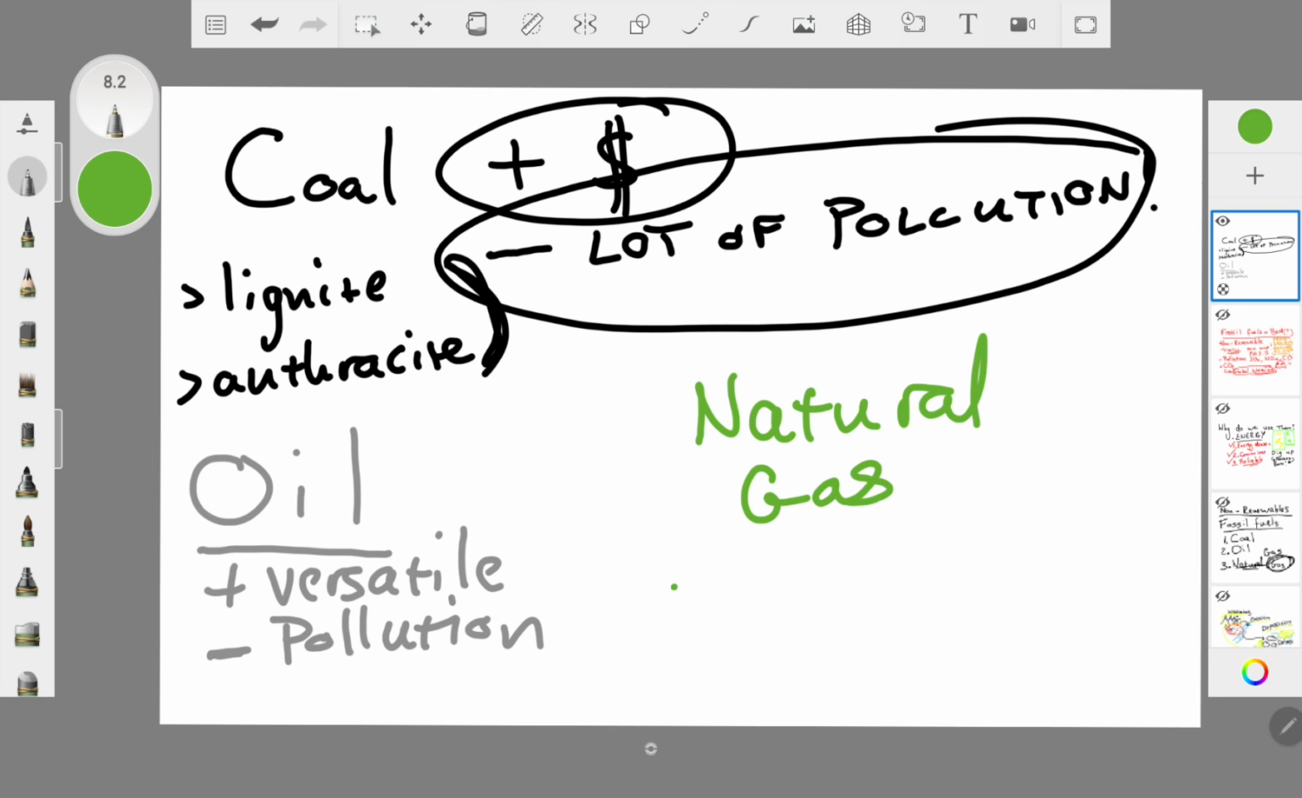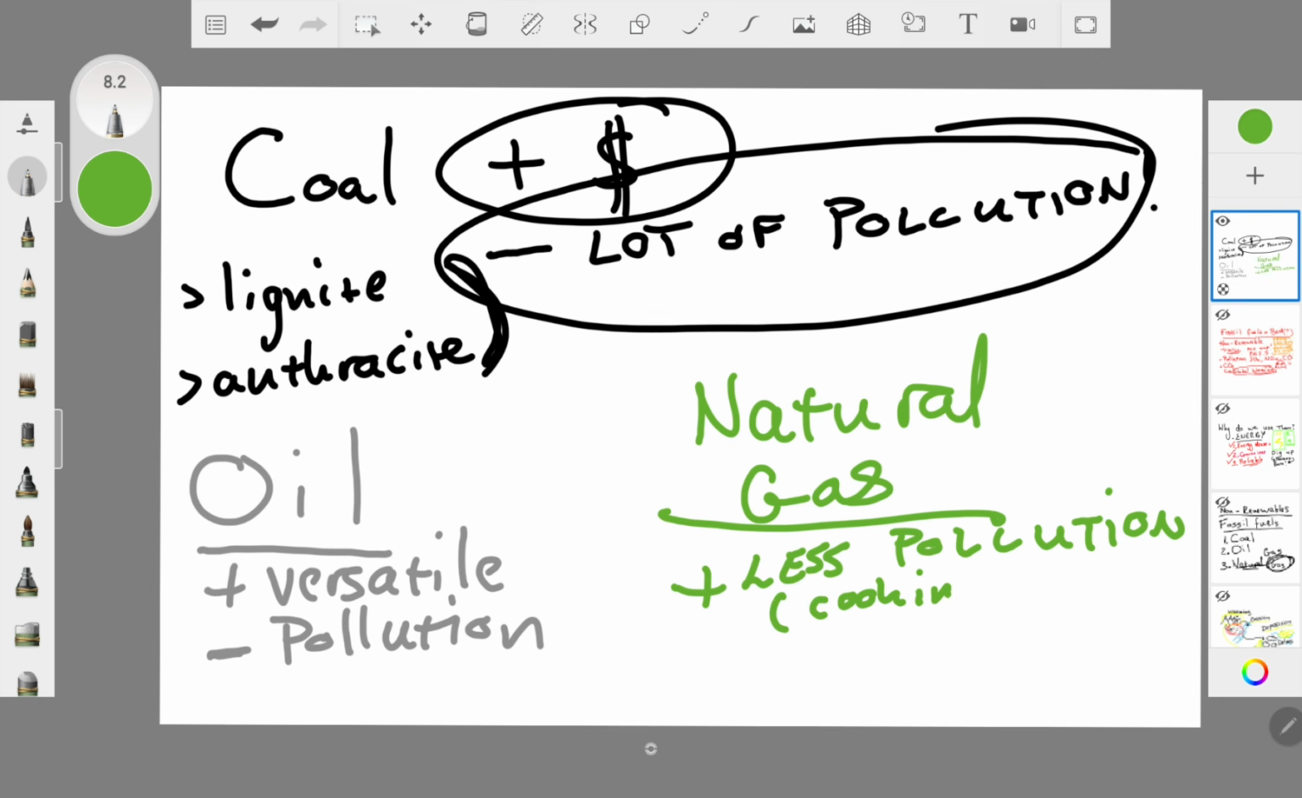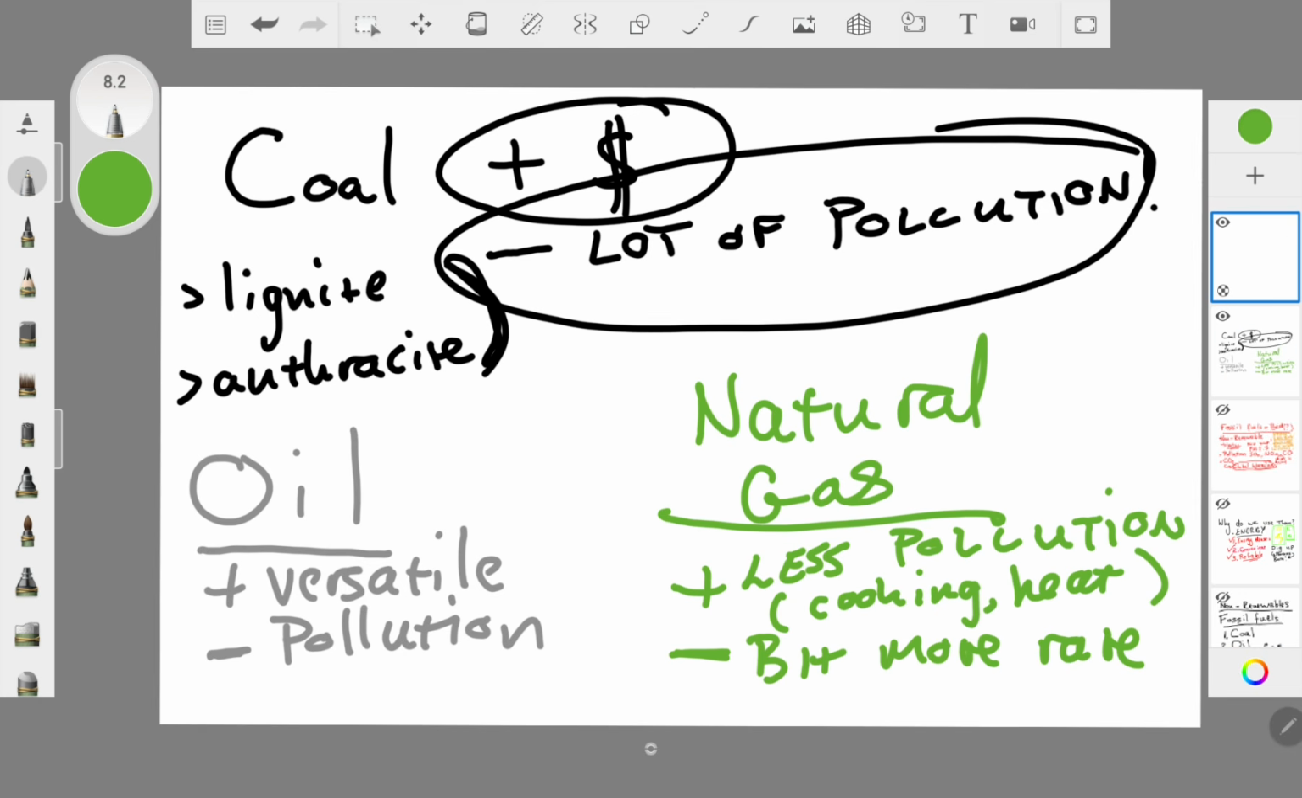The positives are that it makes less pollution than the others. Okay? It burns more cleanly. It is also very convenient for things like cooking and heat, to heat your home. Okay? The only negative is it's a bit more rare, okay? It's a bit harder to find than the other two. Now, I think that covers everything you need to know about the fossil fuels, alright?